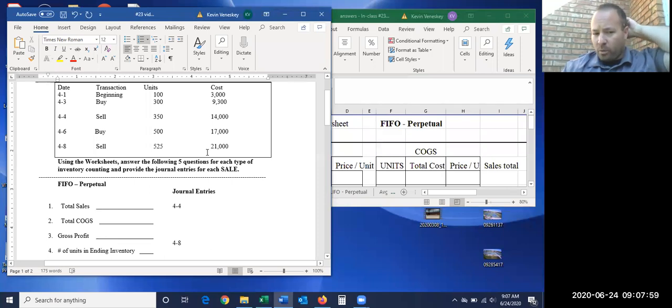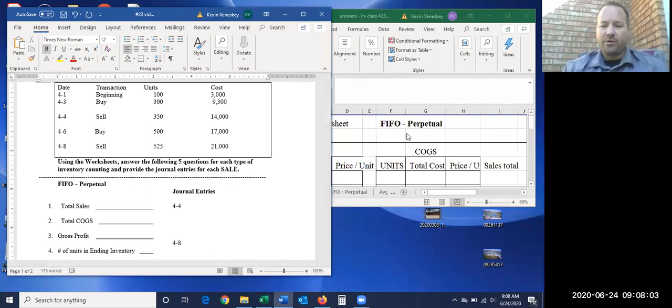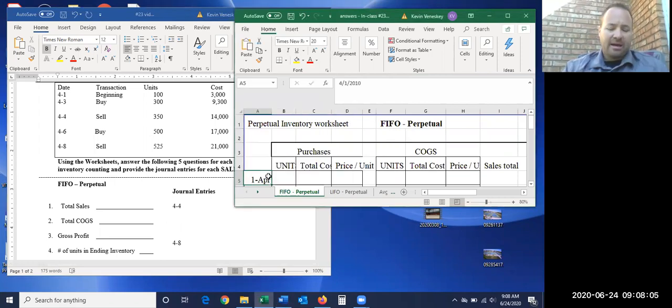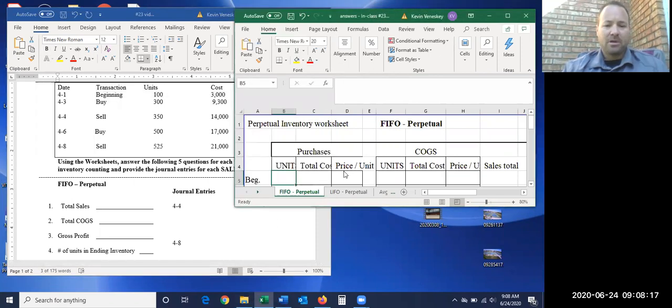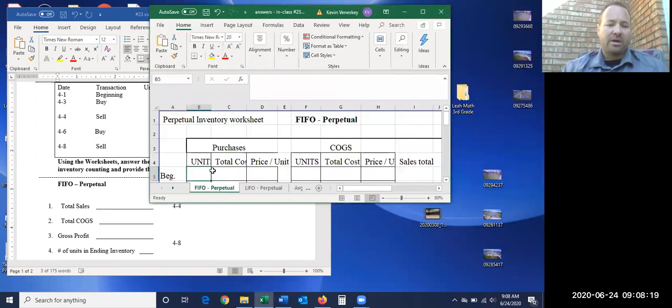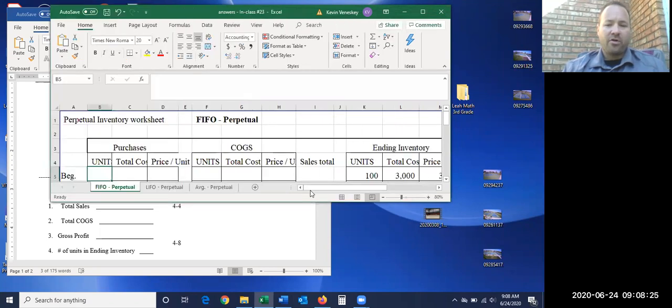Okay, so we're going to do FIFO first. We're going to do first in, first out. And I had said that this one was our beginning opening inventory. So what we want to do is put this information into my Excel sheet. And since it's beginning, it's not really a purchase. You could put it here as a purchase. It's not a big deal. But what we are going to do is put it over here in our ending inventory.